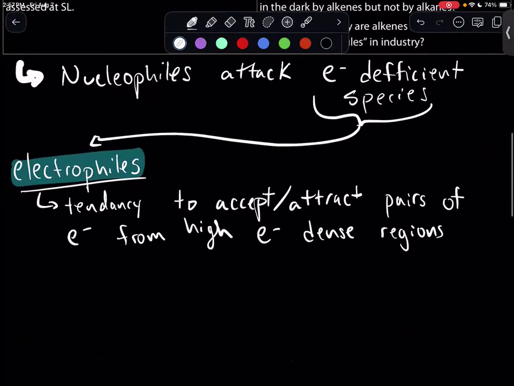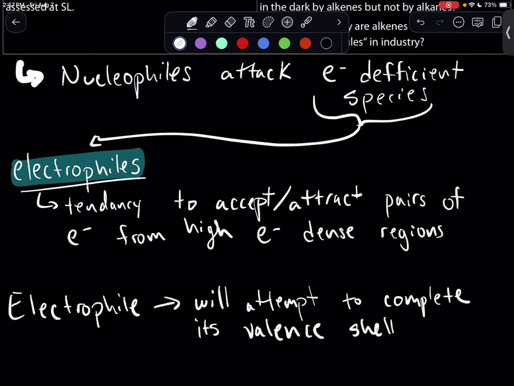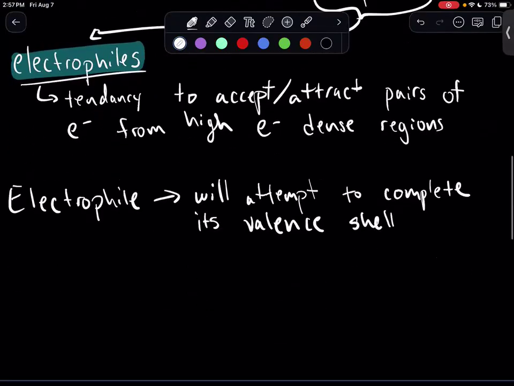Now, the main thing here is that an electrophile will attempt to complete its valence shell, meaning that it has an incomplete valence shell. And with that, we can already look at some common electrophiles.